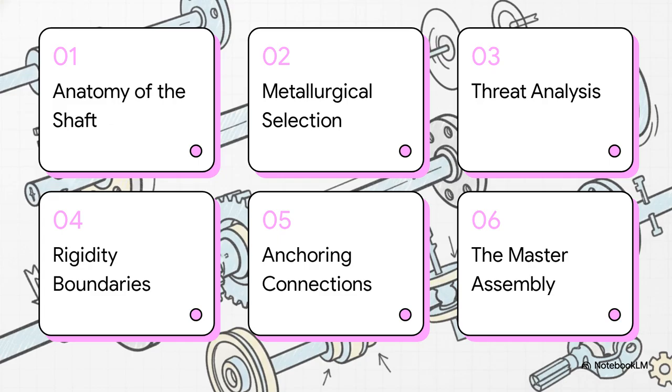We'll be hitting 1. The anatomy of the power shaft. 2. Metallurgical selection and alloys. 3. Thread analysis and predicting breaks. 4. Enforcing strict rigidity boundaries. 5. Anchoring and permanent connections. And finally, 6. The master assembly.